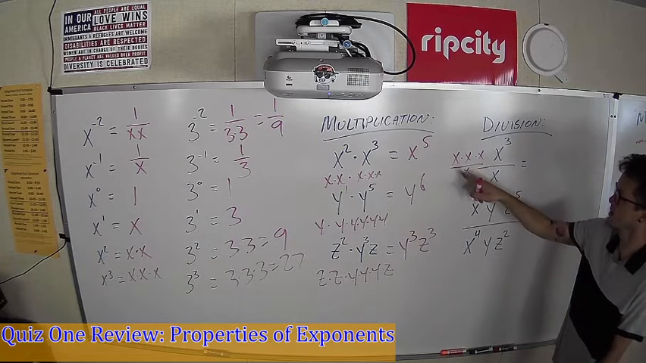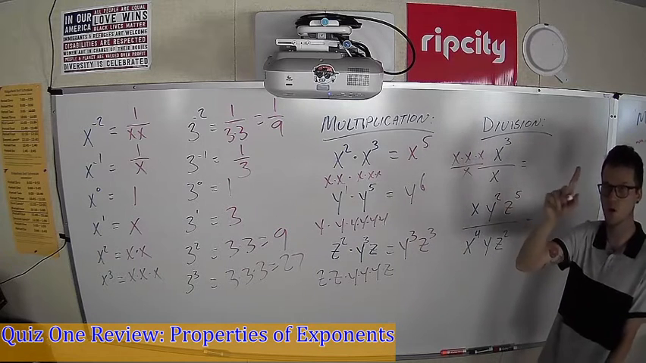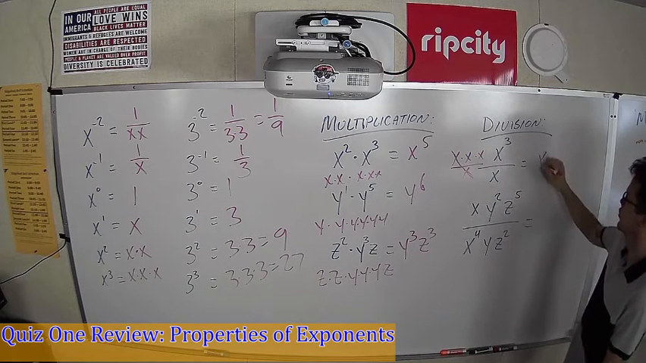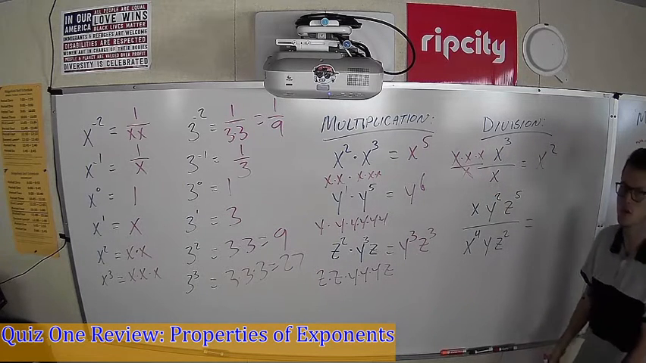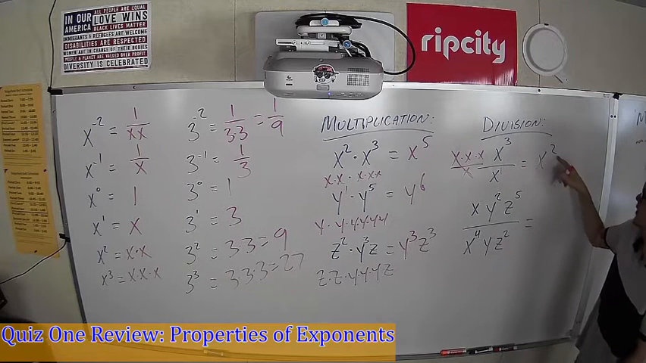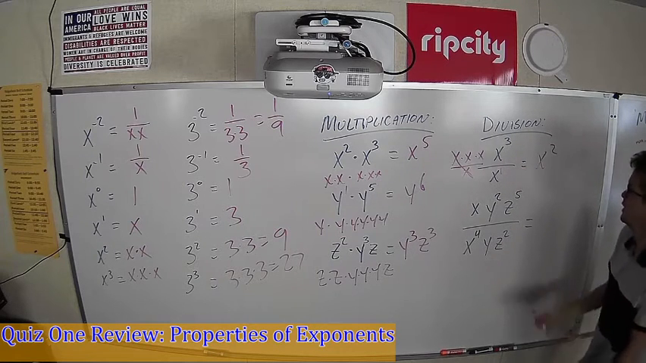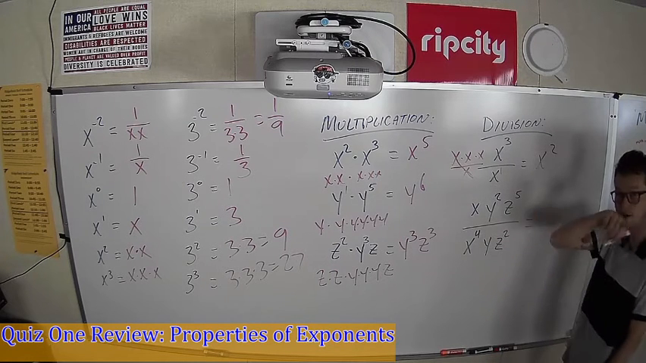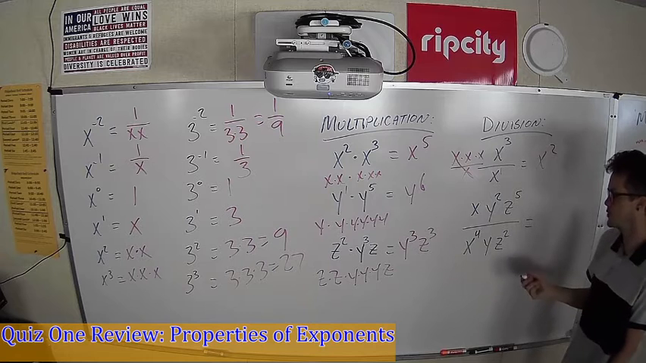Here we can do an x divided by x, which is just 1. 1 times x squared is just x squared. Another way you can look at this is 3 minus 1 is 2, so x to the 2nd power. You'll probably see something big like this on the quiz with different letters, different numbers and stuff, and we just need to keep track of all the pieces.